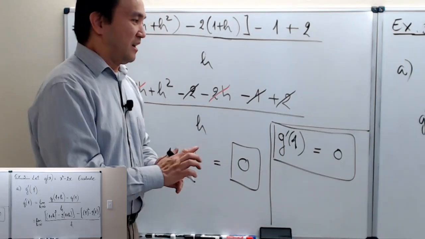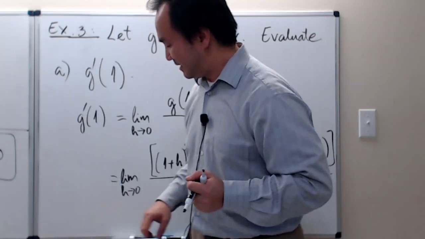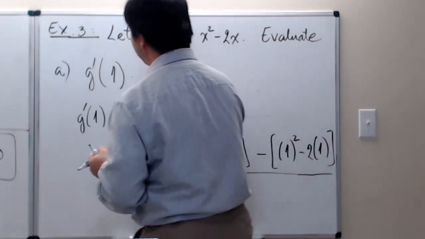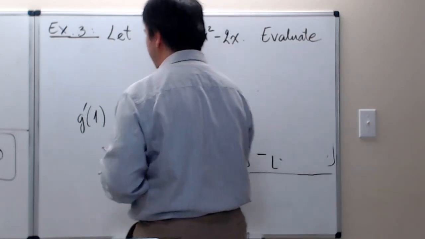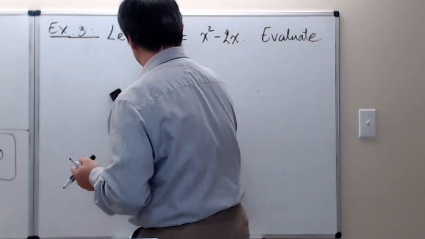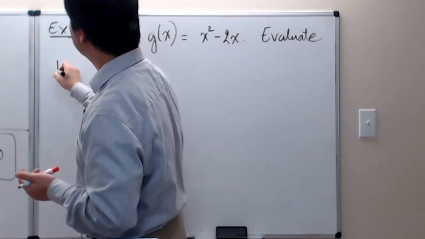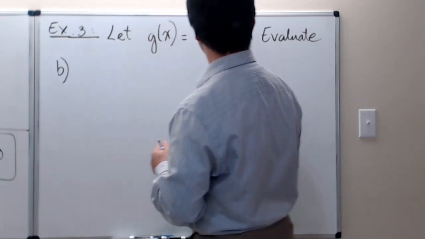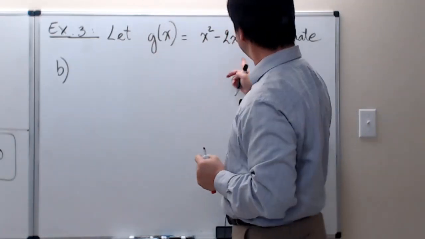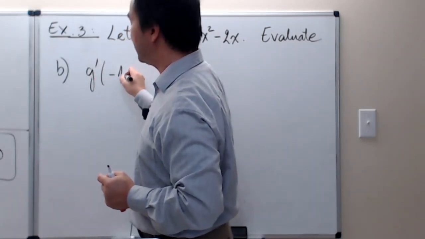Okay, and so again, I want my viewers to have some opportunity to work alongside with me. So same example, let's not close it down yet. I am going to produce a part B. So let's evaluate, and we are still on the same function. Let's evaluate g prime at -1.